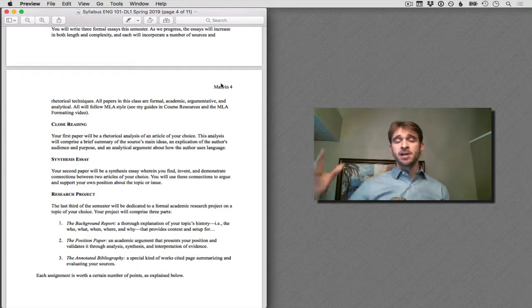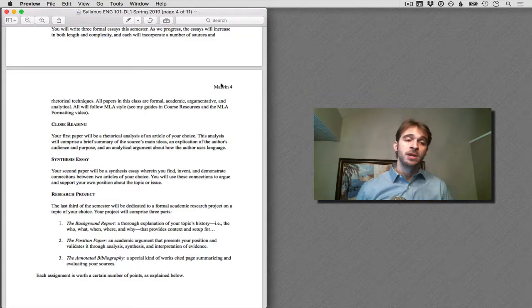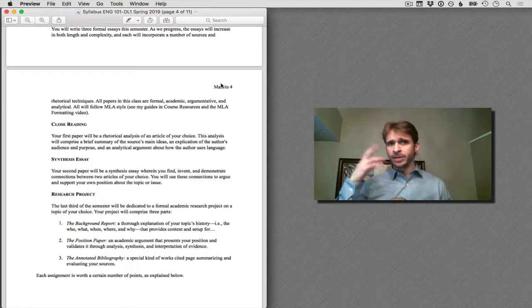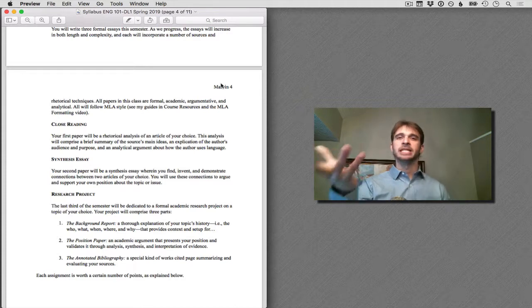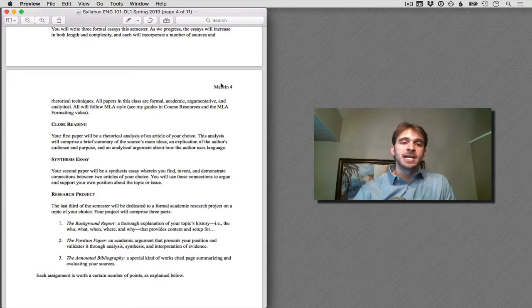Throughout this process of writing a research paper and doing research, you are going to compose an annotated bibliography, which is like a fancy works cited page, which is going to help you summarize and evaluate your sources and basically keep track of all your research. So that will be going on as you work on the background report and as you move into the position paper. At the end of the semester, you're going to put all 3 of these things together and give me one complete research paper, which will be very cool. Each of these assignments is worth a certain number of points as explained below.